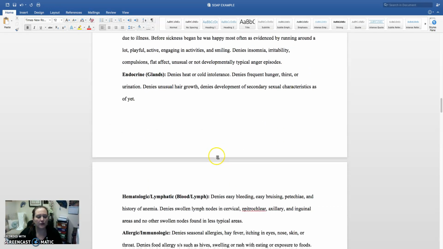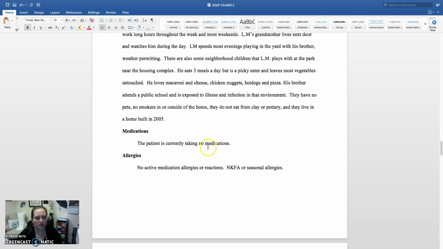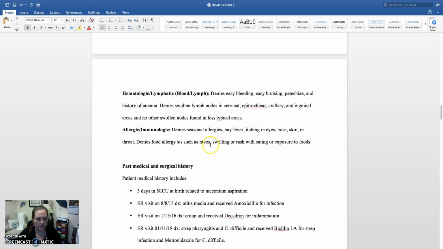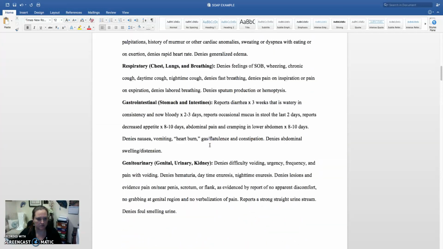All right, so moving right along to the physical exam component of this. Where is it at?